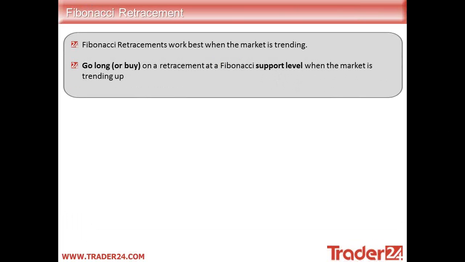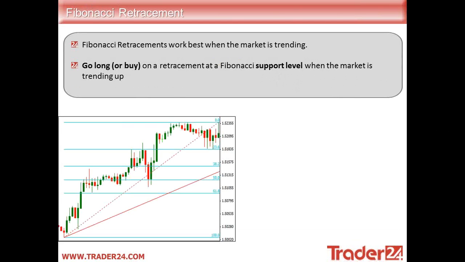Okay, so an important thing to remember here is that Fibonacci retracements work best when the market is trending. We don't really want a sideways movement. We want to see a nice decisive move to the upside or downside. So I would go long or buy on a retracement at a Fibonacci support level when the market is trending upwards. So here we go.